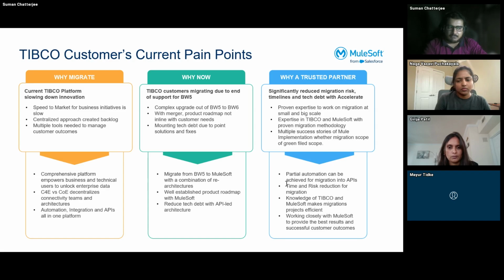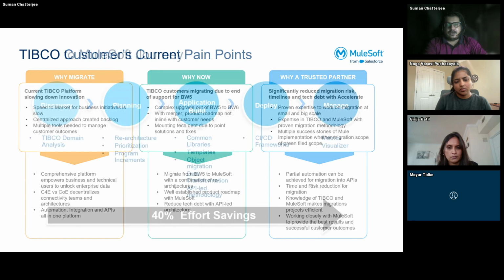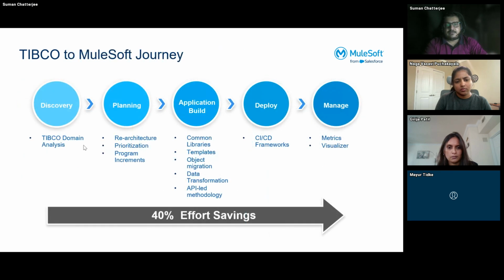Now, when you convert this 40% effort into dollar value, that's a pretty big saving, right? All right. Apart from this, this is basically how you plan your migration journey. You do the discovery, then you go into the planning phase, application build phase, then the deployment, and the management part of it, the ops part, right?